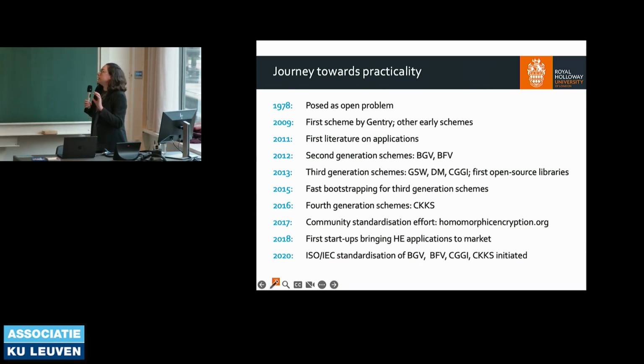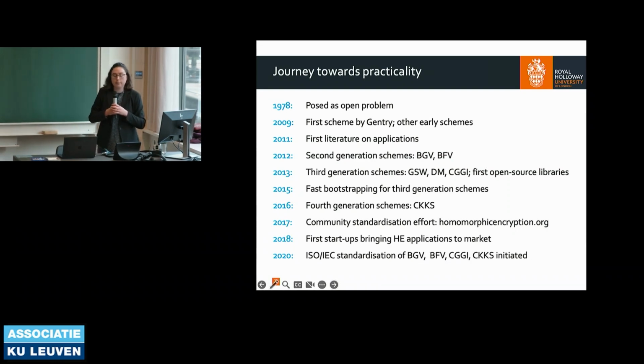And what's the reason for the naming of these generation schemes? I guess it has to do with different multiplication behaviors or different supported plaintext spaces, but it's not very important for the rest of the talk today.